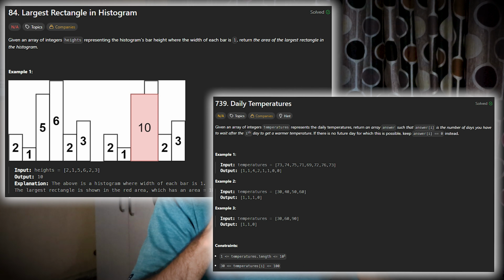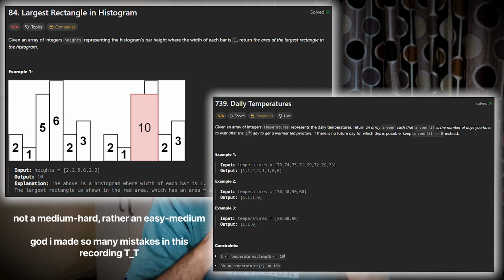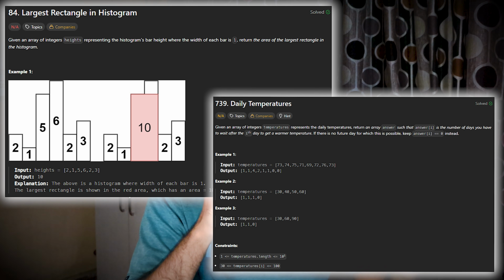Here are two problems that are listed on the screen. One is a hard problem and the other is also a medium-hard problem that you need to understand. These two problems make huge use of next smaller and previous smaller elements, and when you have these patterns under your belt, you will exactly understand how indexing works.